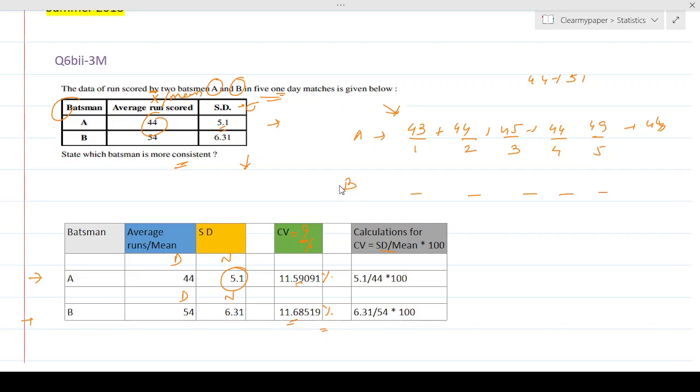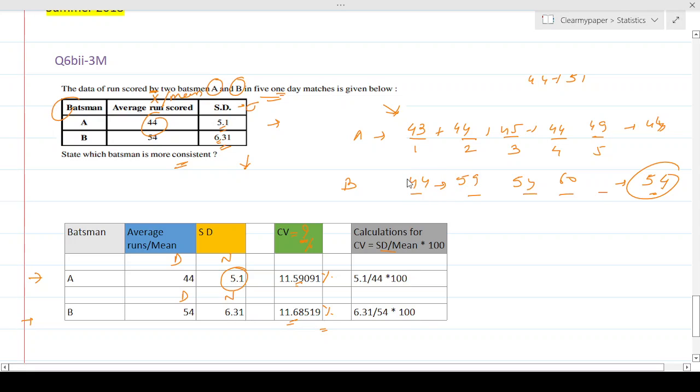And let's say for B, the average is 54. It's a better average, but the standard deviation is high. So that means it's not consistent, it might be all over the place. In one match he might score 44, then in the second match 59, then 54, and the standard deviation is 6. So 54 plus 6 is roughly 60. So you can see that although the average score is better, the consistency is not very good. The scores deviate a lot from the mean, and they're all over the place. So that's what the contextual meaning is.